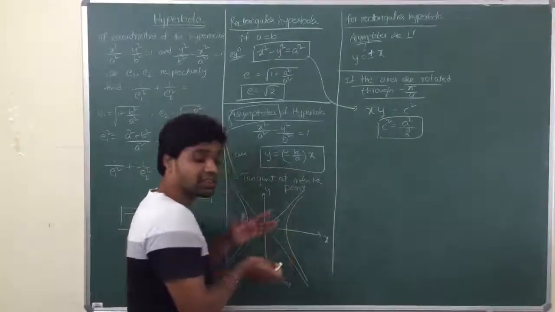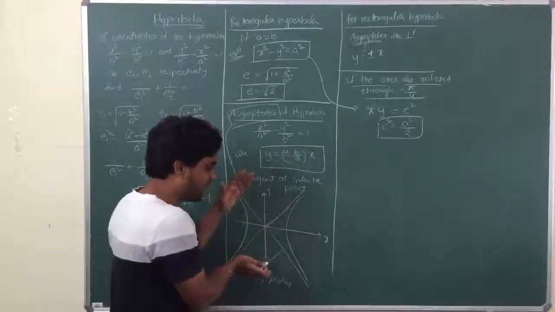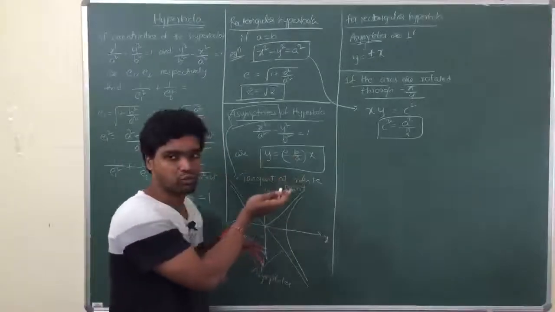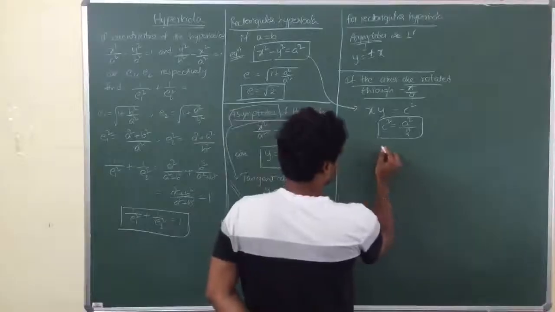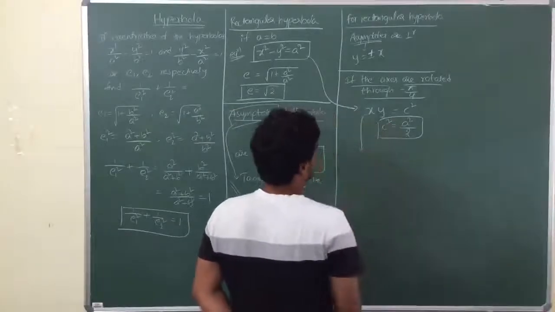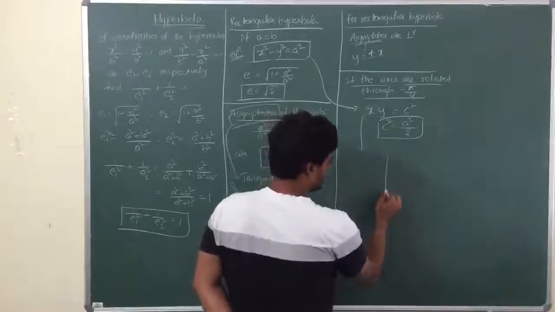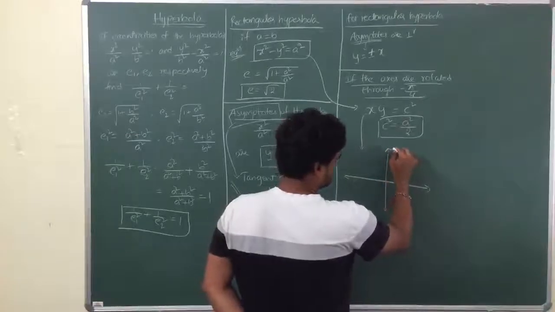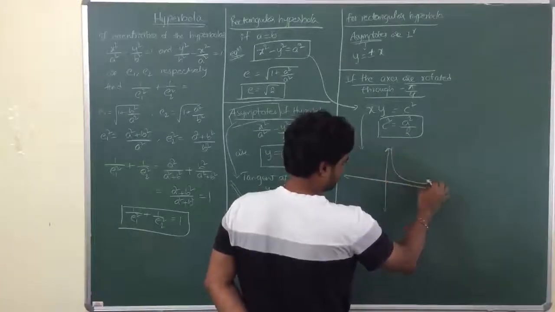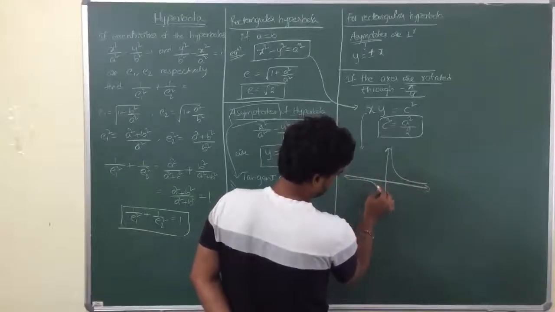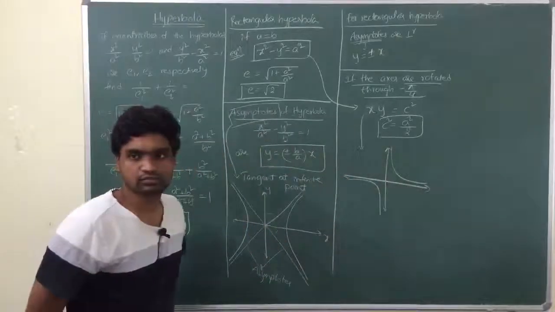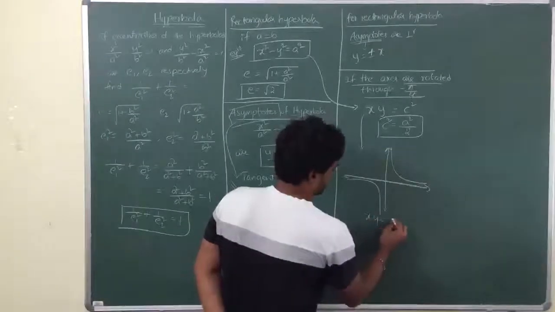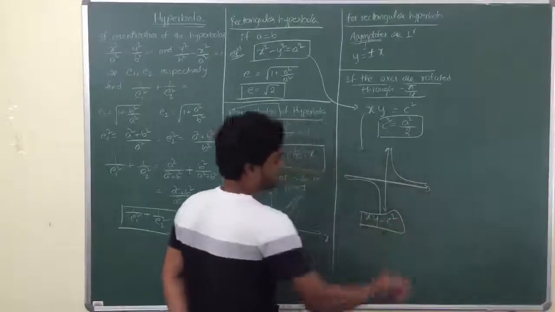Because now I'll change the position of the hyperbola. I'll keep the axis as it is. Now I'll keep the axis x and y axis as it is. Now I'll change the position of hyperbola. Okay. Now see this. Equation of xy is equal to C square. This will be so that is the figure of rectangular hyperbola. Xy is equal to c square.